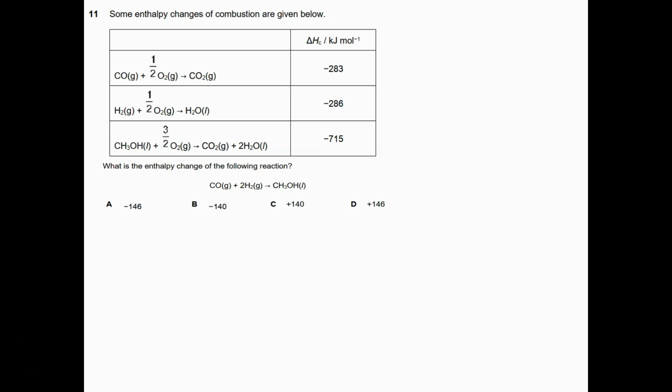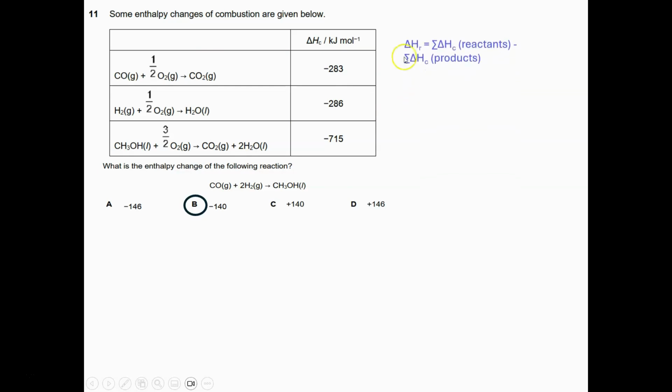Next, we move on to question 11. We are given enthalpy changes of combustion and we are told to find the enthalpy change of the given reaction. The long way for this question involves drawing an energy cycle, but since the question is nice enough to give you the enthalpy change of combustion for all the species in this equation, you can use a shortcut. But before that, the answer for this question is B.